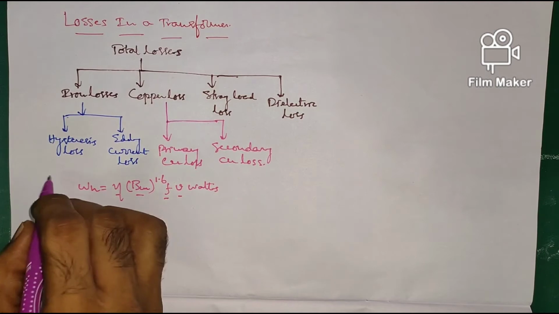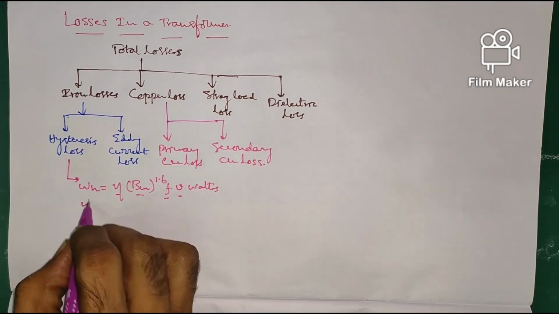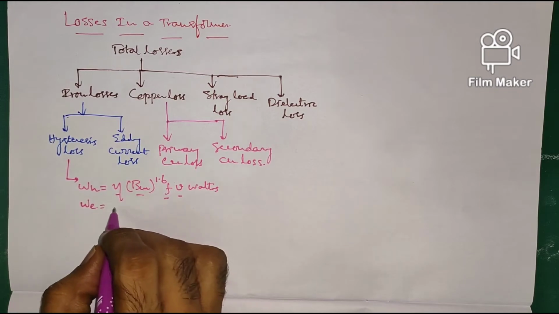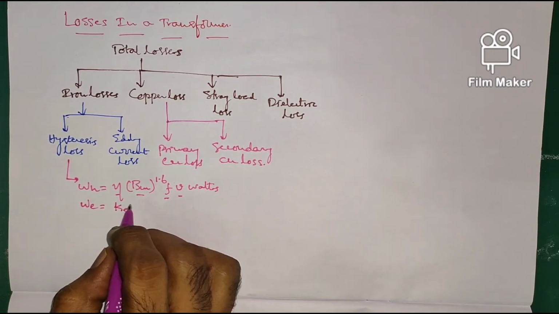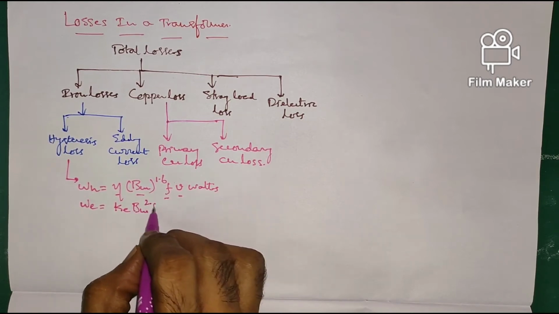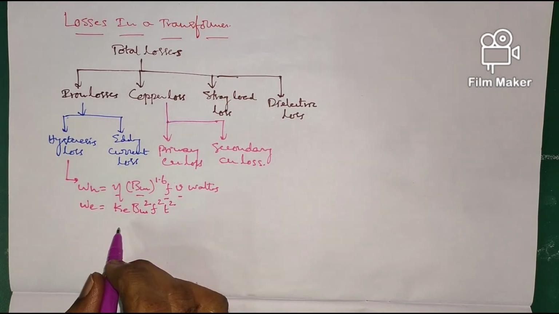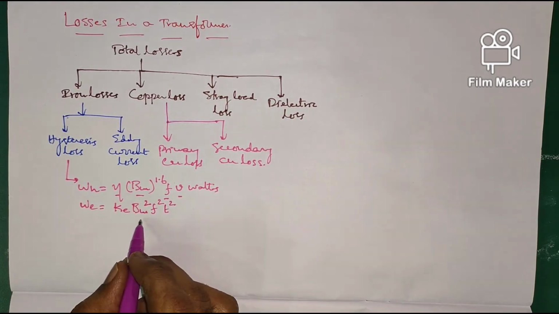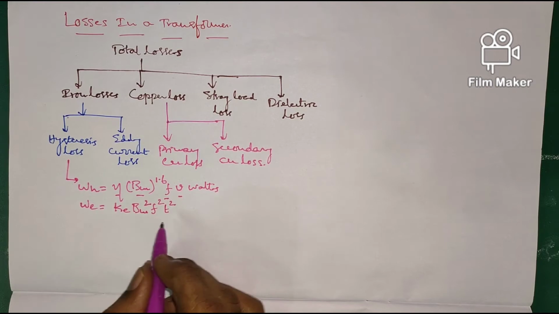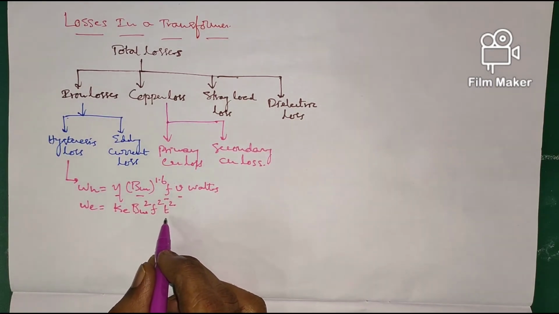Next, eddy current loss. The formula for finding out eddy current loss is given as Ke multiplied by Bm square into F square into T square. Here Ke is known as eddy current constant, Bm is maximum flux density, F is the frequency, and T is the thickness of the lamination.